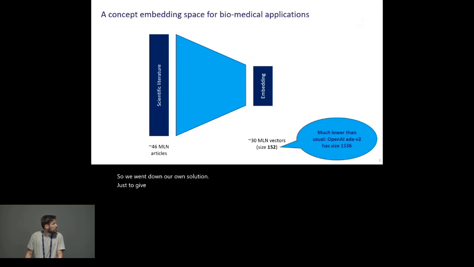Just to give some numbers, we trained our solution on the whole scientific literature, around 46 million articles, and ended up with around 30 million embeddings. Embeddings of size 152. I'd like to stress the fact here that it's a very low dimension. Just to compare, Ada2 from OpenAI has one order of magnitude more for each embedding.